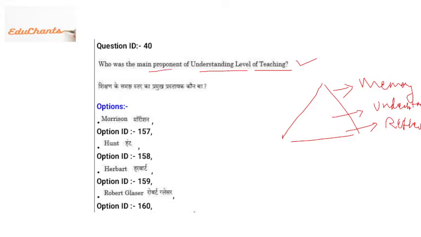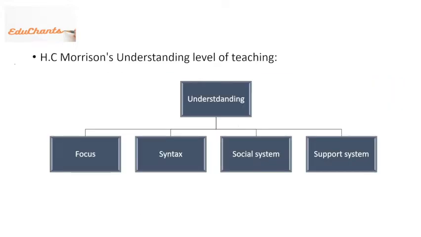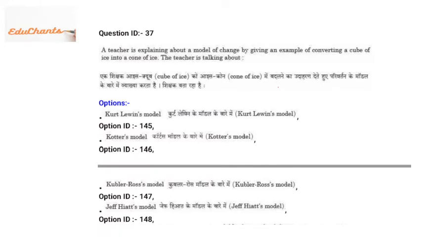Now who propounded the understanding level? Definitely Morrison. We have already studied about it. So here is the level of teaching according to H.C. Morrison. Understanding level of teaching is of 4 types: focus, syntax, social system and support system. You already have idea about it, so I will not explain it in detail. Moving on to the next question, 37.